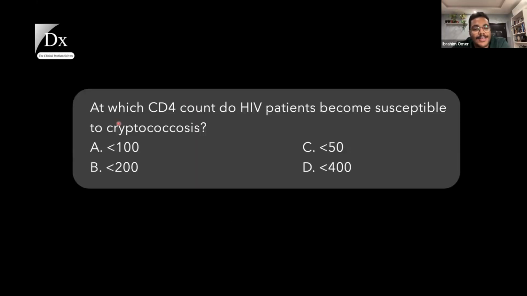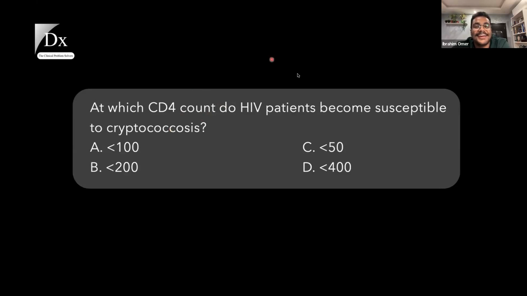Okay, so another question. Say, for example, that a patient comes into your office and they have been diagnosed with HIV, and they tell you that they have seen that patients with HIV are more susceptible to cryptococcus. At which CD4 level would you tell this patient that they should start worrying about being susceptible to cryptococcus?